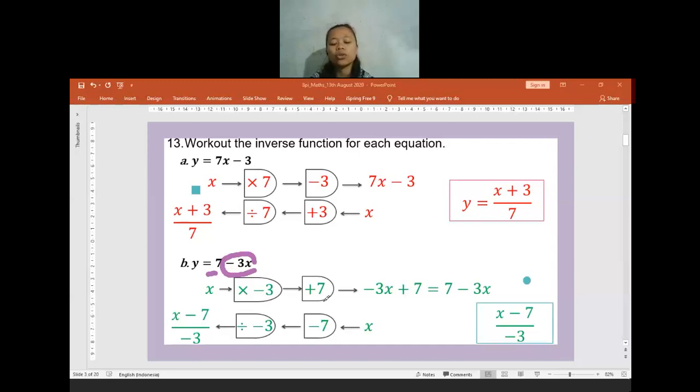After that, we do the opposite. So plus 7 becomes minus 7, times negative 3 becomes divided by negative 3. It will be x minus 7 divided by negative 3.